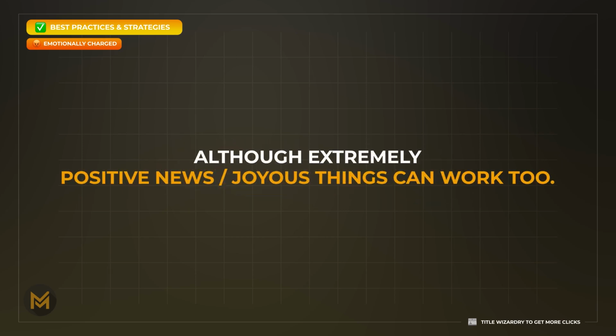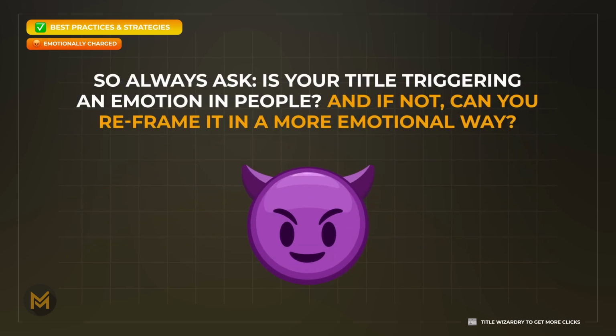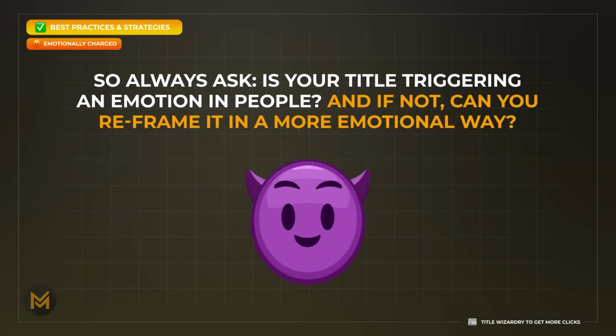Although extremely positive news and joyous things can work too. For example, really heartfelt and heartwarming titles. "Son tells his parents he's paid off their house mortgage" has 8.6 million views on a channel with less than 20k subs, as it connects with people's emotions. So, always ask, is your title triggering an emotion in people? And if not, can you reframe it in a more emotional way?